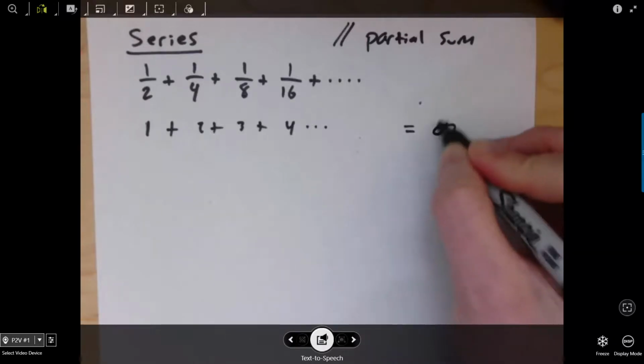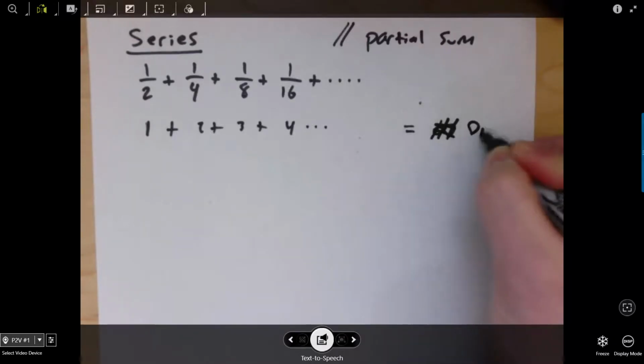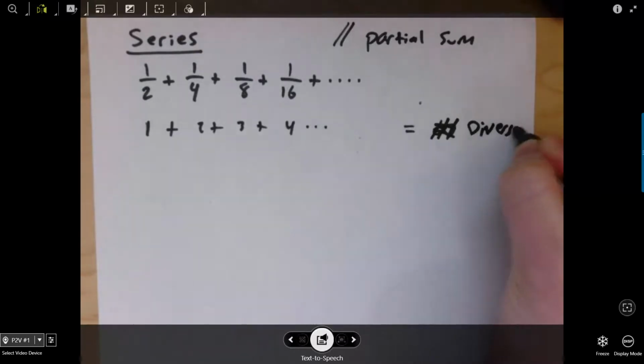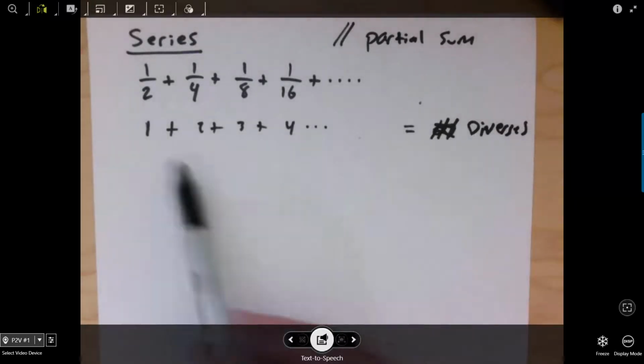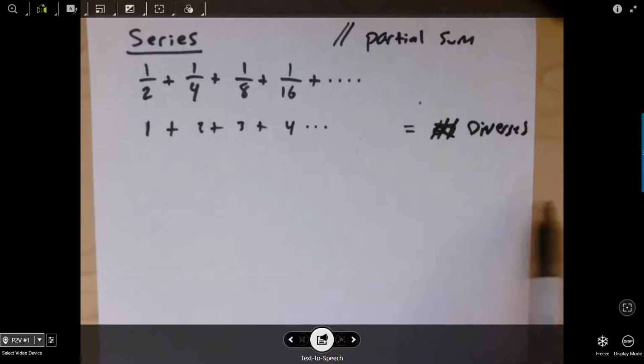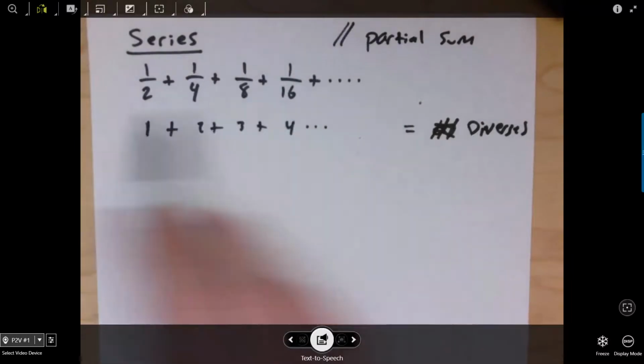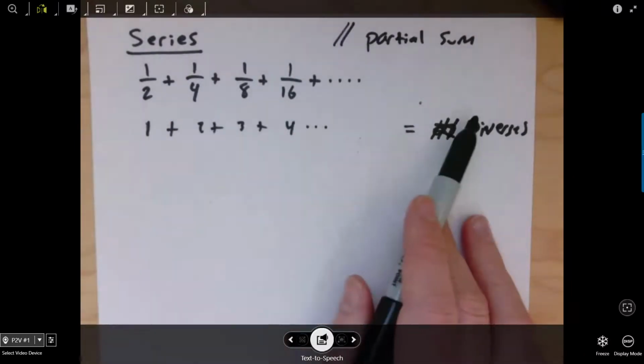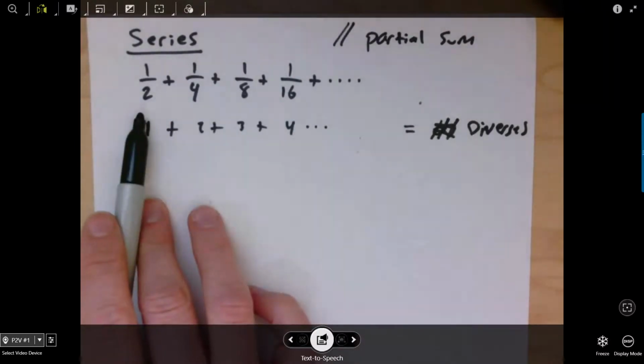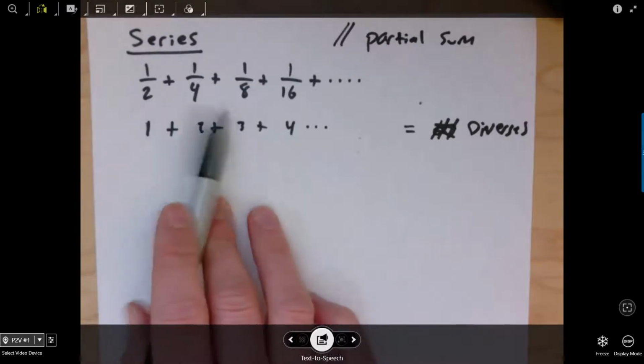We have a special term for this, which is "diverges." Diverges just means it keeps going up forever without actually approaching a number. But what about this guy? Does this also diverge? Or does it actually start approaching a specific value as you add more terms?